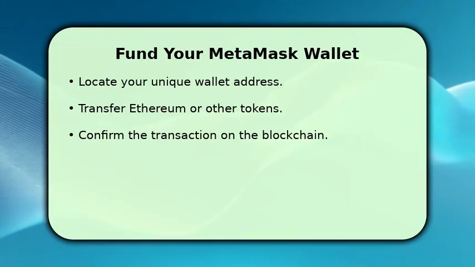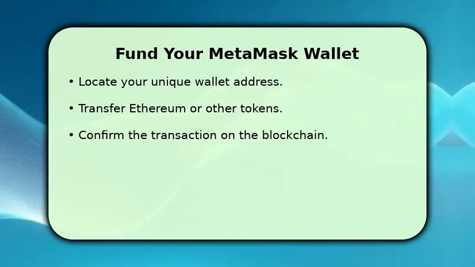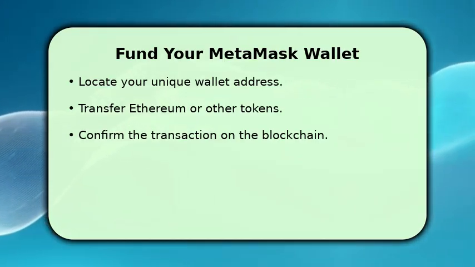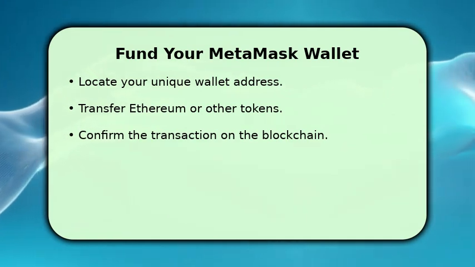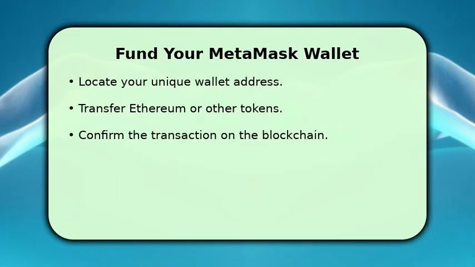Now that your wallet is set up, it's time to fund it. You'll find your unique wallet address at the top of the MetaMask interface. Copy this address and use it to send Ethereum or other compatible tokens from an exchange or another wallet. Always double-check the address before confirming any transaction. Once sent, the funds will appear in your MetaMask wallet after blockchain confirmation.